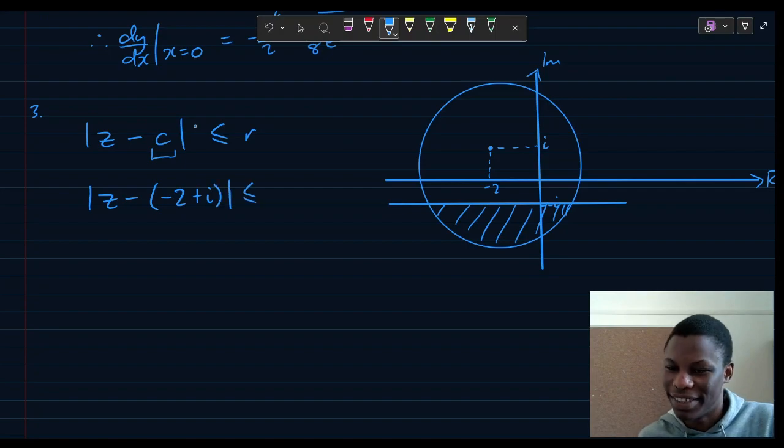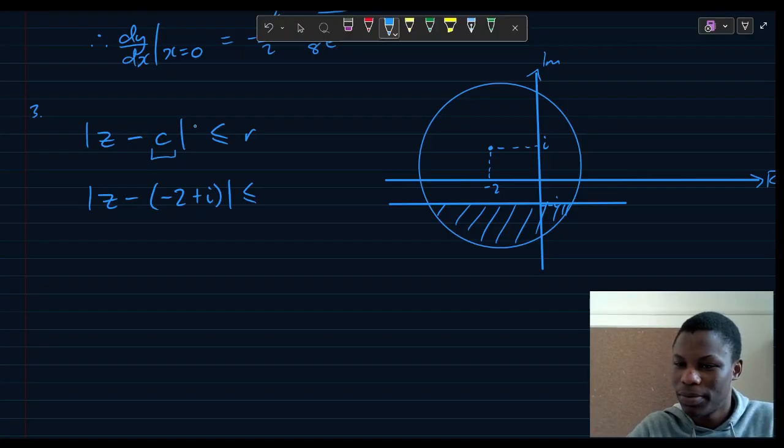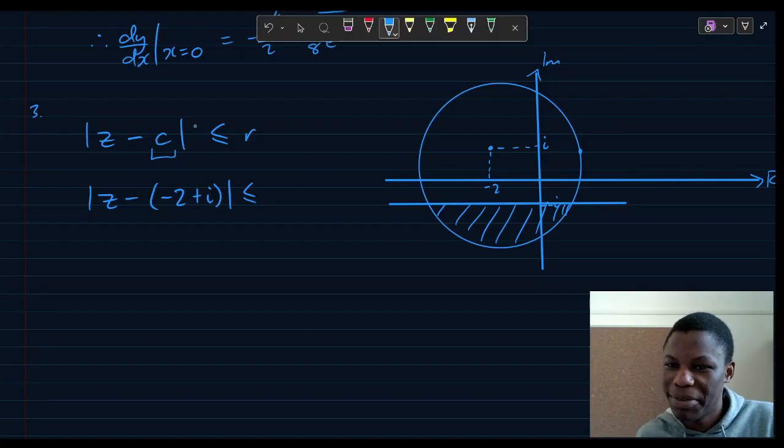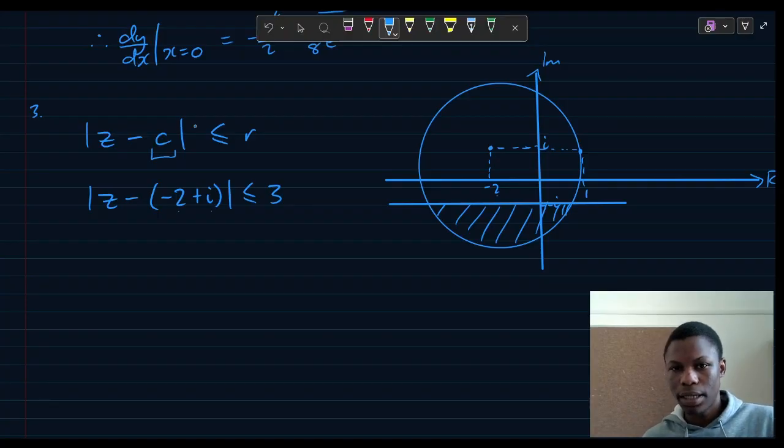And then, I didn't give the radius. So from the diagram, we know that this point, if you had to continue drawing along, is at 1. So our radius has to be the distance between negative 2 and 1. There are 3 units between that, so that's going to be less than or equal to 3. So we're saying a circle centered at the complex number negative 2 plus i with the radius of 3. So that gives us this circle here.